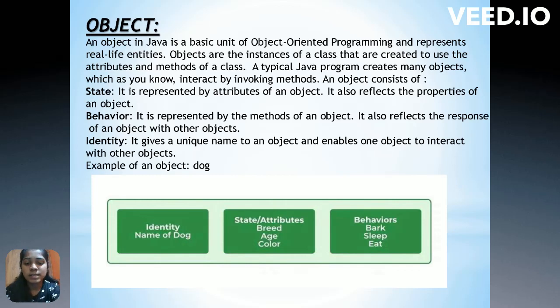Here is an example where we have taken a dog. The identity is the name of the dog, and the state is nothing but the age, color or breed. Then the behavior is sleep, eat. So these are the object. We are taking the dog as an object and these are the attributes that it consists of: identity, state and behaviors.